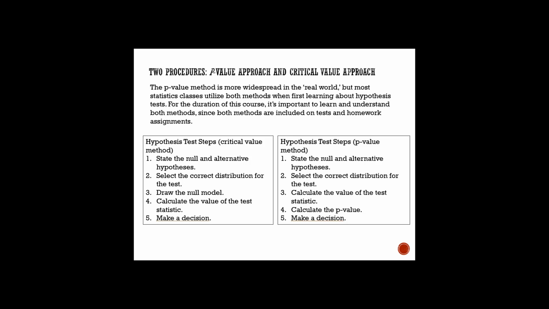Now, there's a p-value method, which follows some of the same steps, but pay close attention to what we do differently with the p-value. We do state the null and alternative hypothesis the same way, and we select the correct distribution for the test. And then we calculate the value of the test statistic, and we calculate the p-value, and we use those two to make a decision.